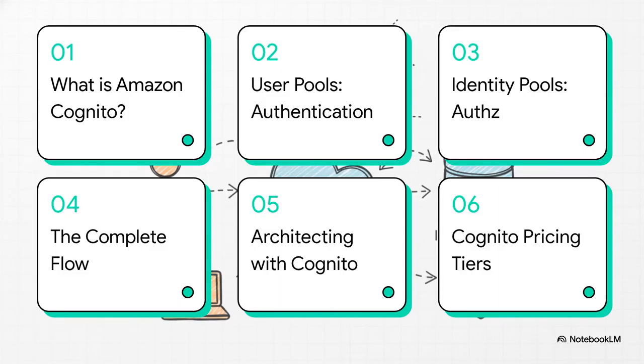All right, so here's our game plan to really help you nail this for the exam. We're going to start with the basics, then get into the two most important parts, user pools and identity pools. After that, we'll see how they work together in the complete flow, look at some real-world architecture patterns, and finally, we'll talk about the money, the pricing.